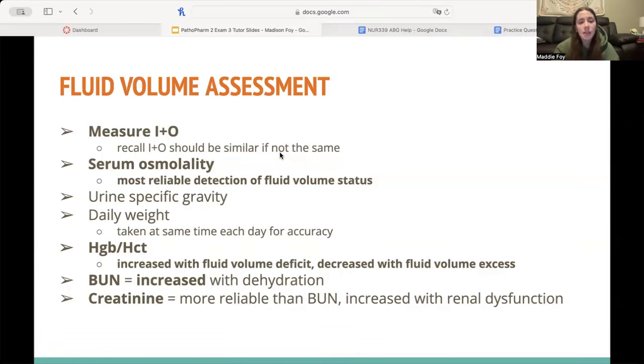Urine specific gravity, daily weight, which needs to be taken at the same time every day, hemoglobin and hematocrit. We'll talk more about those in a bit. And then same with BUN and creatinine. Creatinine is actually more reliable than BUN, but we're going to talk about all of them.